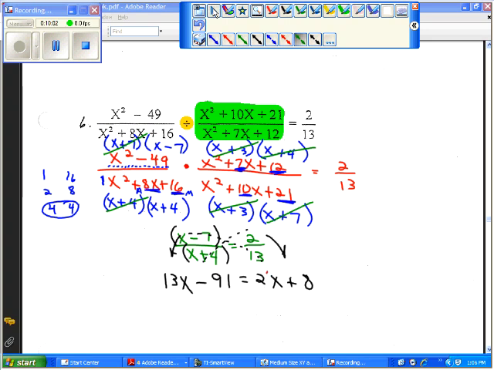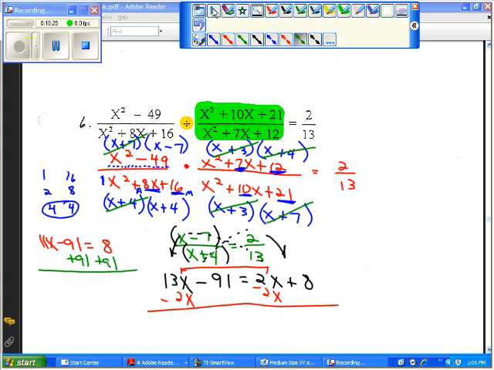We need to get the variable we're isolating on one side of the equal sign, remembering to change the sign when you cross over. So we're going to have 11x minus 91 is equal to 8. Now we're going to undo, and so we're going to add 91. We get 11x is equal to 99. Now we're going to undo multiplication by division, and we get x equals 9.